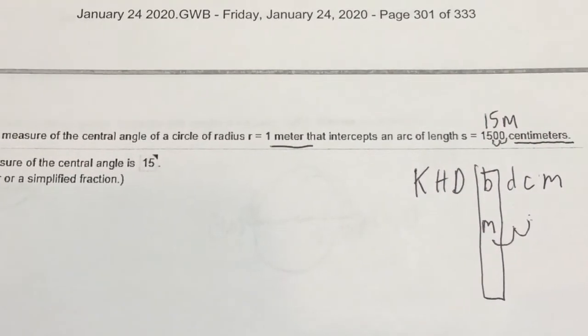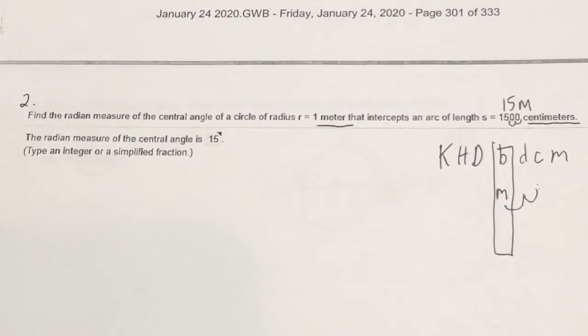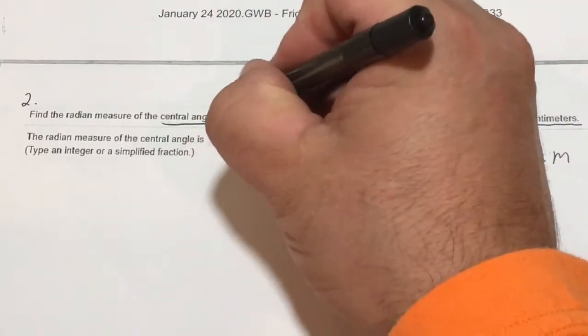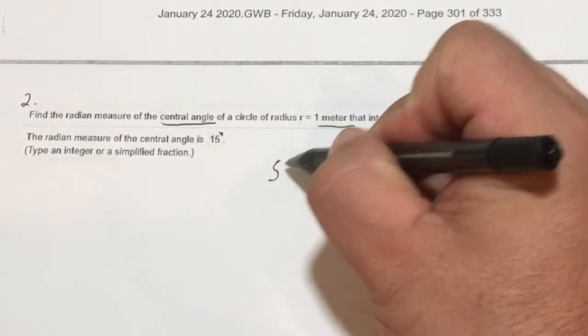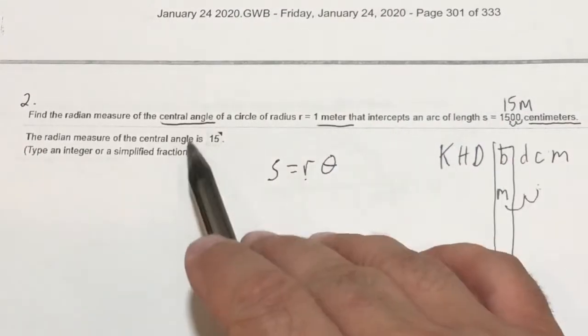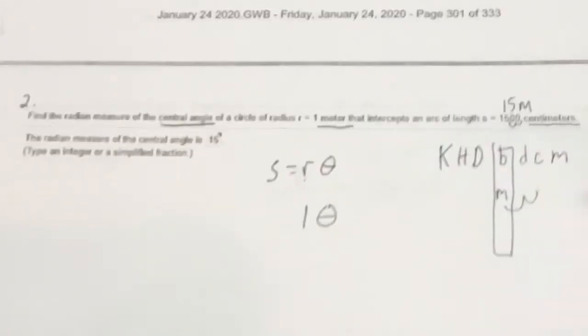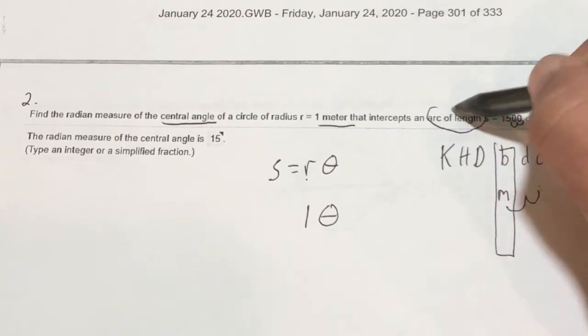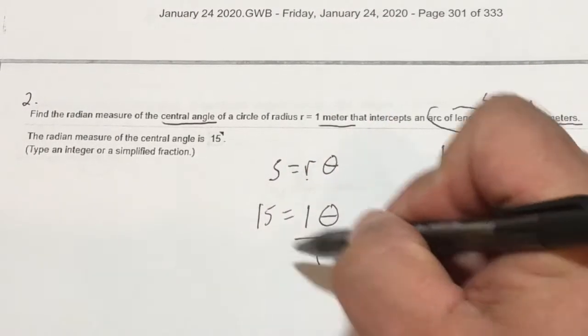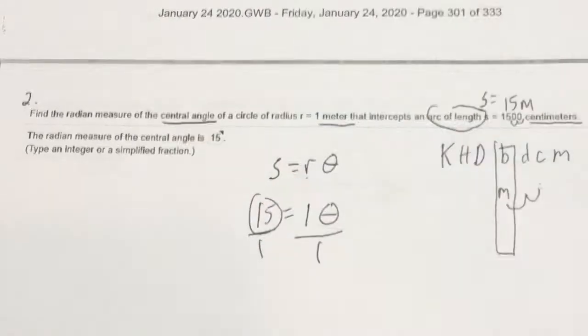So it wants me to find the radian measure of the central angle. Here's how the move goes. The formula is S equals R theta, where theta is in radians, and we need the radius, so it gives us the radius of 1 meter. We don't know what theta is, that's what we're looking for, but it gives the arc length, and the arc length is S. It tells us S equals 15 meters, so 15 equals 1 times theta. So we divide both sides by 1, and that's easy enough. My answer is just going to be 15.